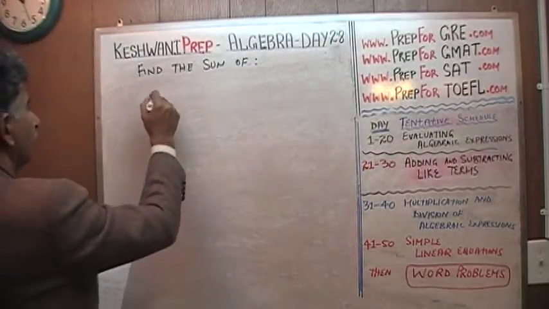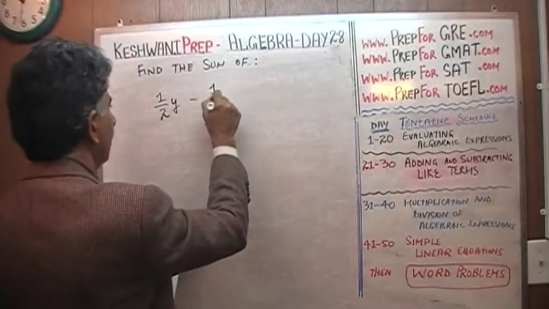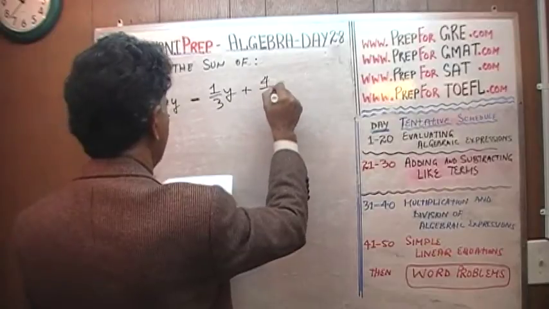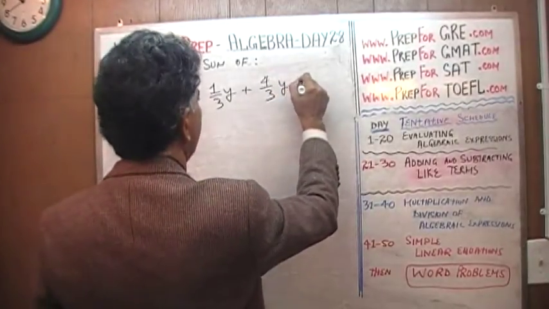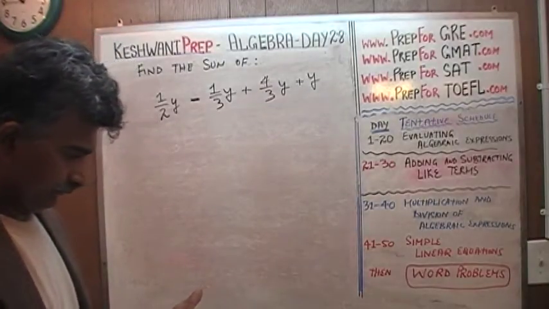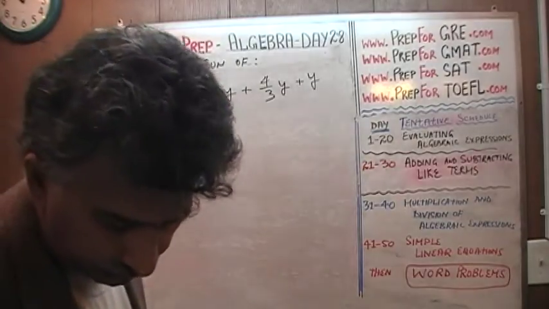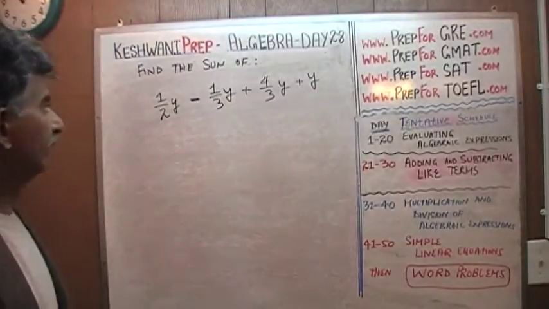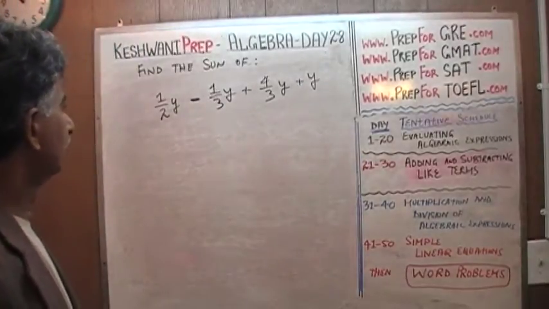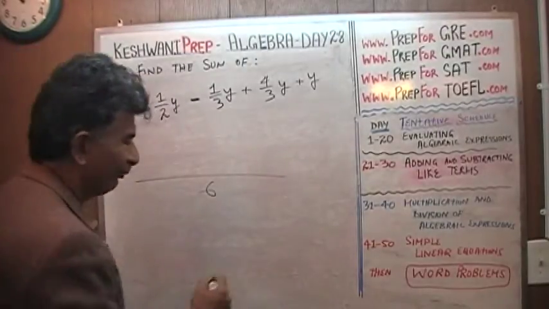Let's do one more. A half a y, a third of a y, a negative third y, a positive 4/3 y, and a y. Well, how do we add them? Well, the very first thing we notice is that they are all y's. Since they are all y's, they are all like terms. All we have to do is add up the coefficients. There are two ways you can do it. You can find the common denominator and do it that way, which is the more conventional way.